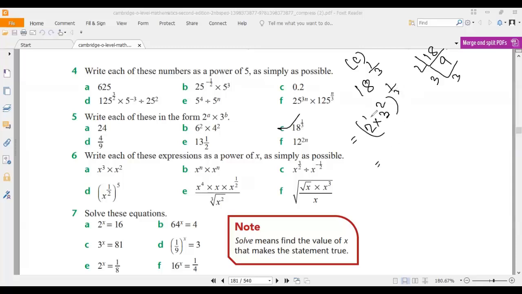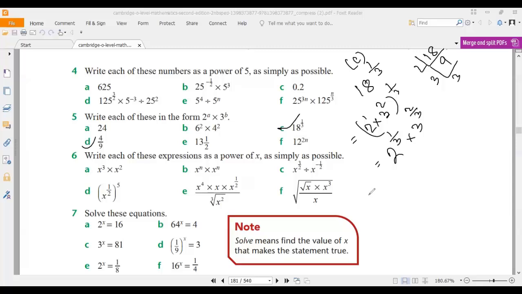Now, if I multiply the power by power, then what will you get? 2 to the power 1 into 1 by 3 will be 2 to the power 1 by 3, into 3 to the power 2 into 1 by 3 will be 3 to the power 2 by 3. And that is the solution of question number C.